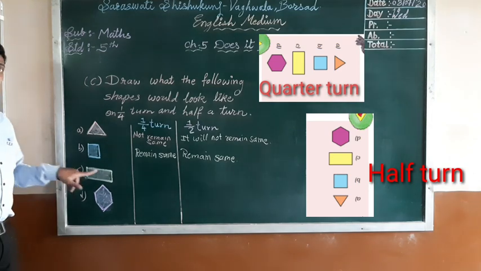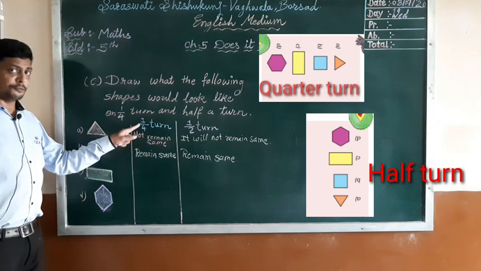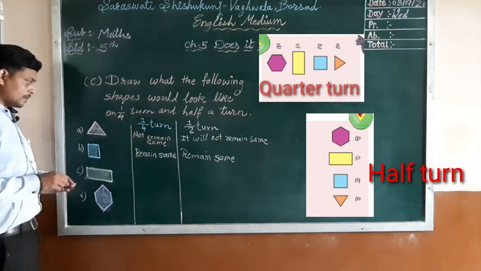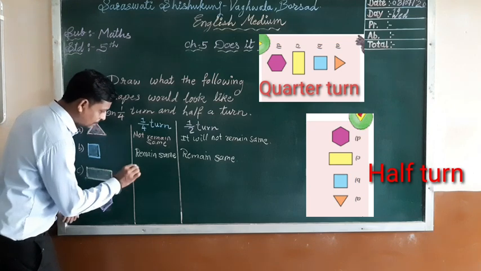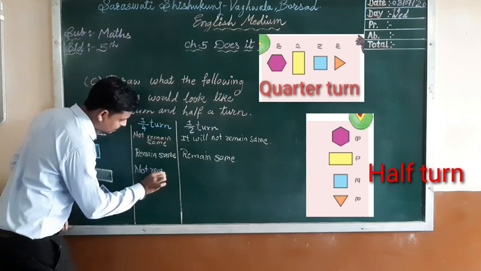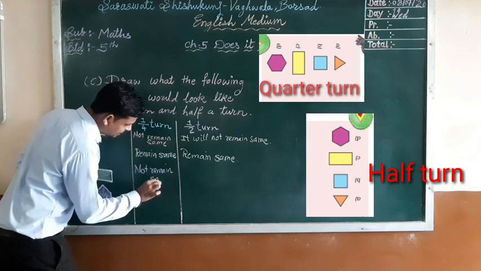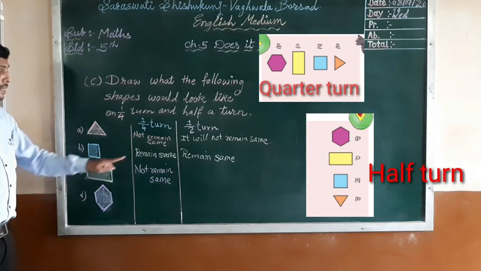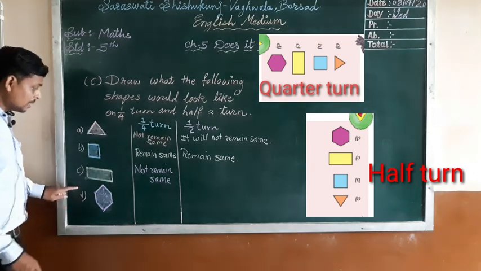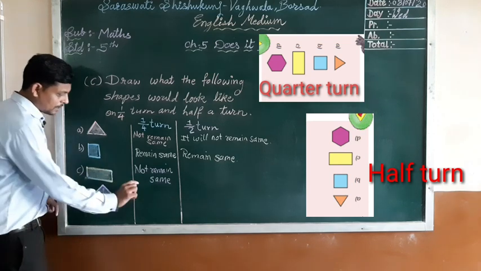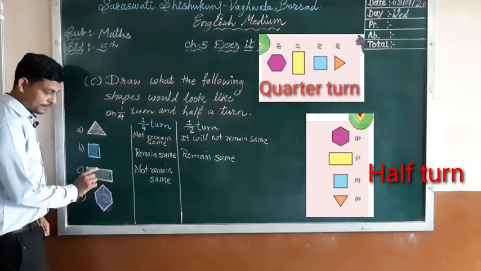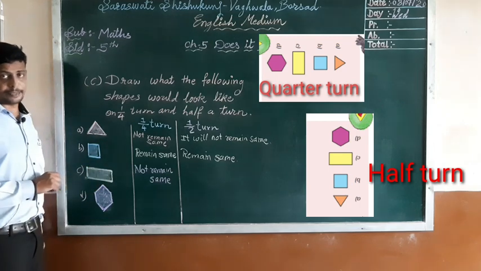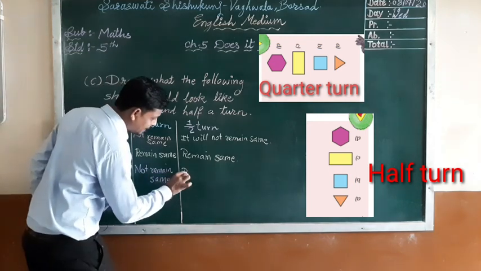Next question, C number, rectangle. If we rotate into 1/4, then it will look like this. It will not remain the same. Does it remain the same in a 1/2 turn? Yes, if you rotate this into half, then this side will come downside and this side will go upside. So it will remain the same.